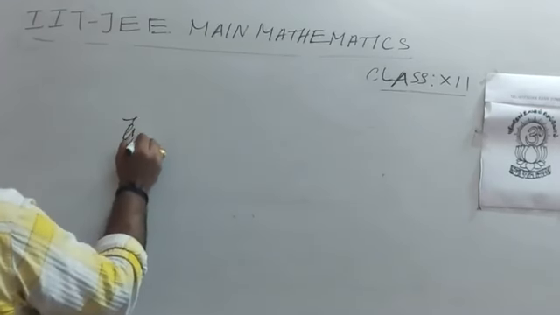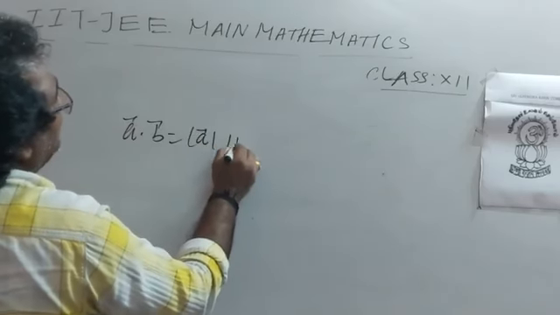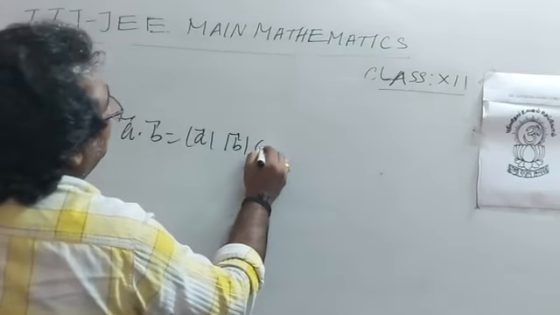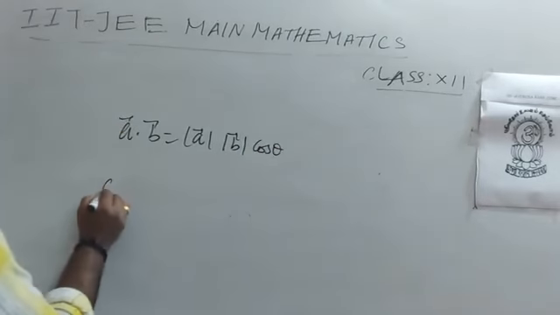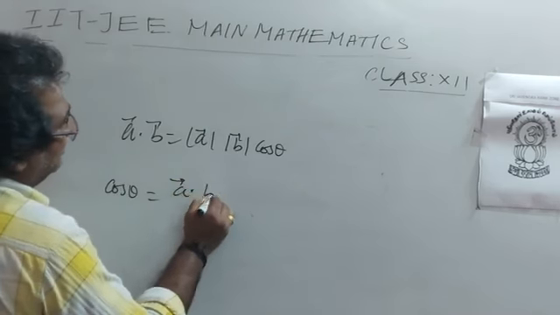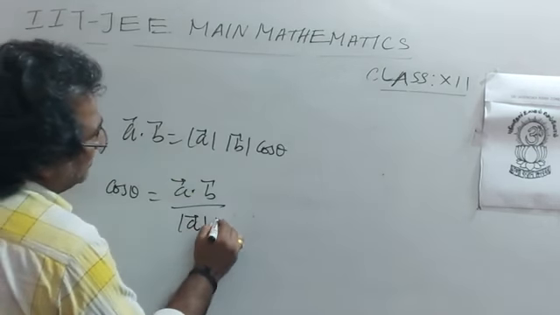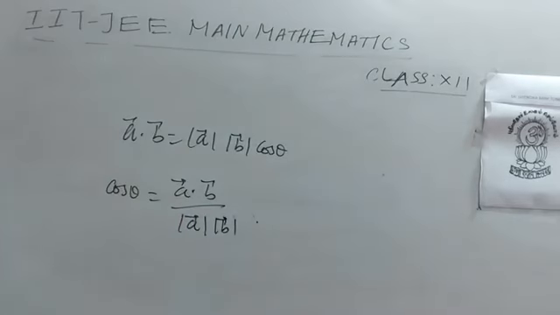A vector dot B vector equal to modulus A vector modulus B vector cos theta. Cos theta equal to A vector dot B vector by modulus A vector into modulus B vector. Angle between two vectors can be found using this concept: A vector dot B vector by modulus A vector into modulus B vector.